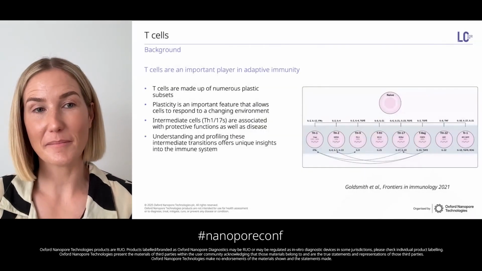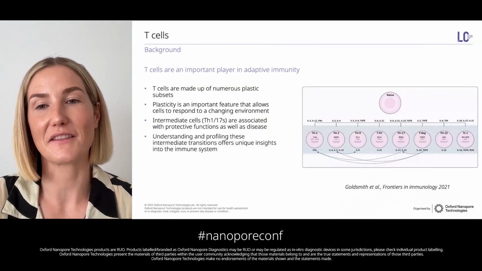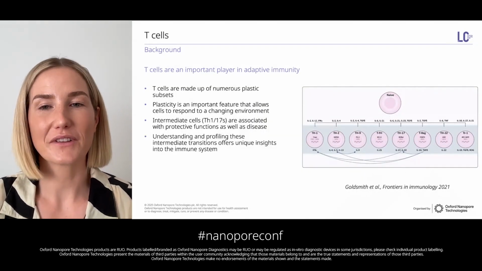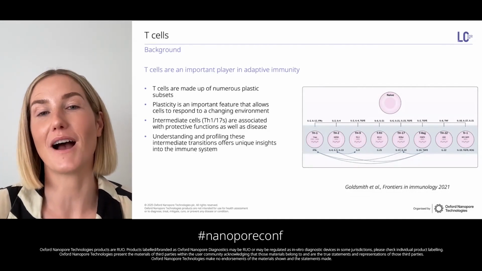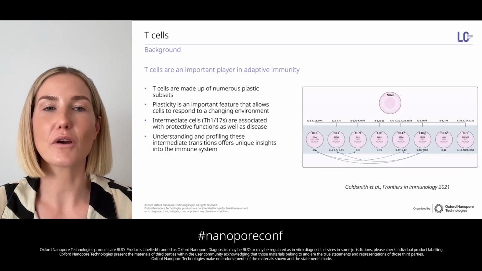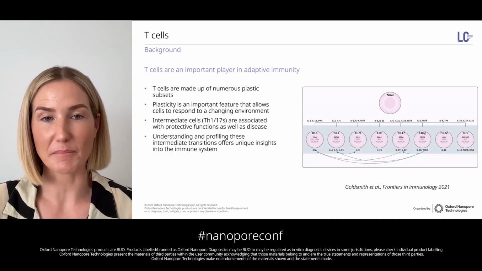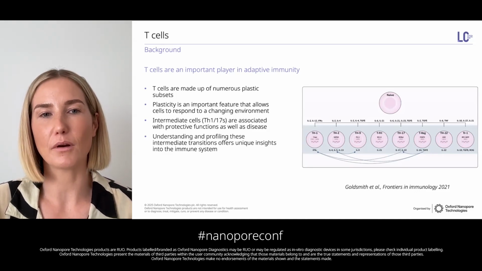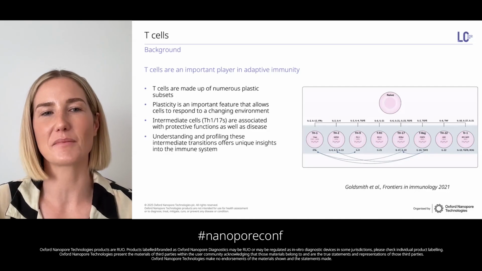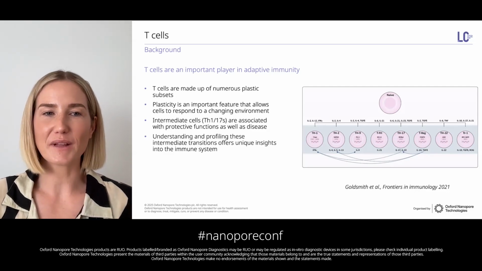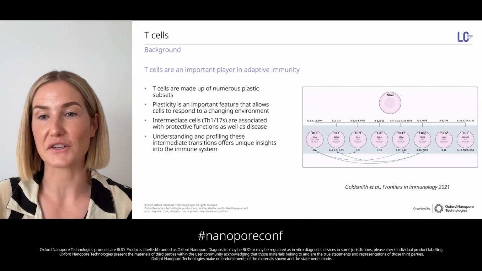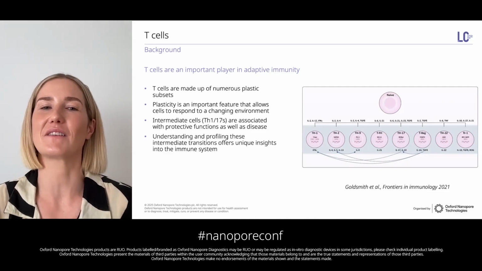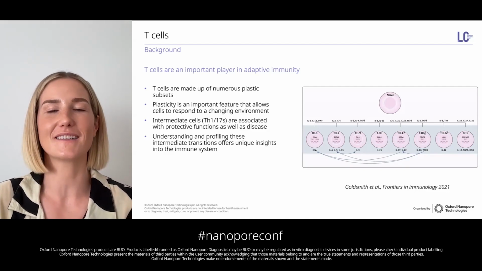A little bit of background about some of the cells that I study and that I'll be talking about today. For the last 7 years or so, I've been working on a subset of the immune compartment called T cells. These are a really important player in adaptive immunity, and they're made up of numerous what we call plastic subsets. This feature of plasticity is really important. It allows cells to respond to a changing environment. When you think about your immune system, this is of course very important.